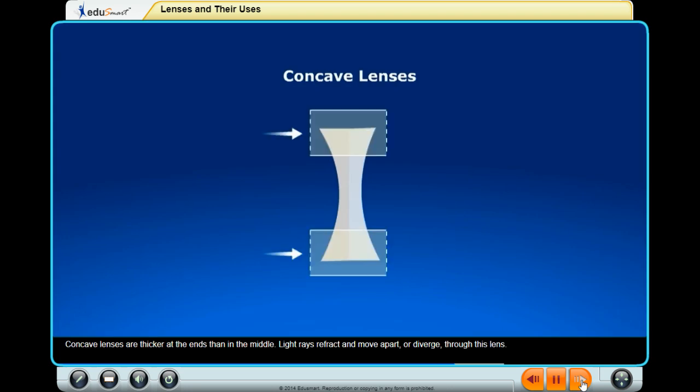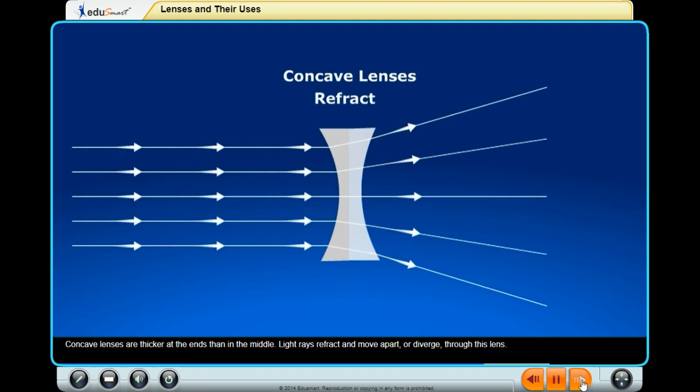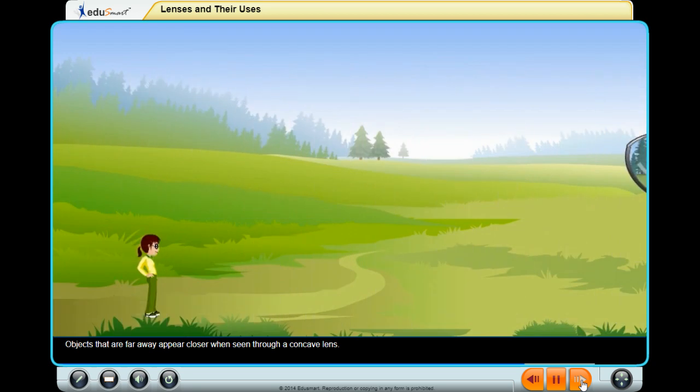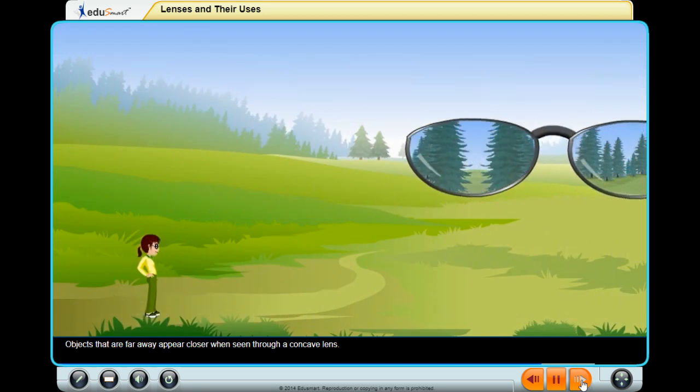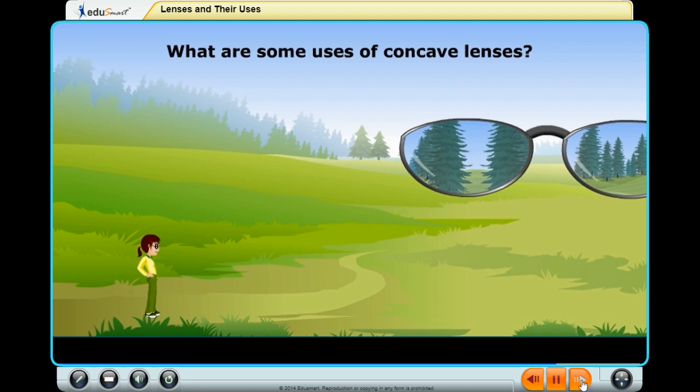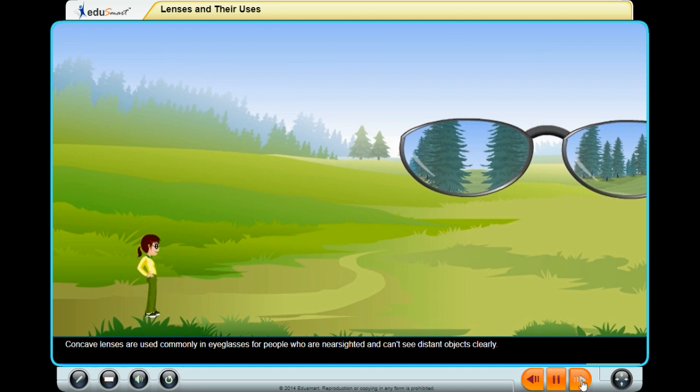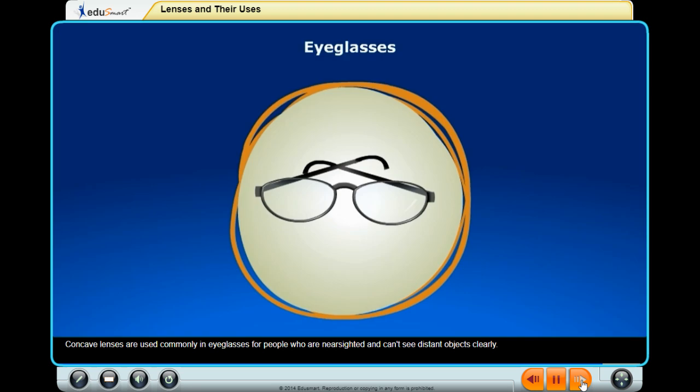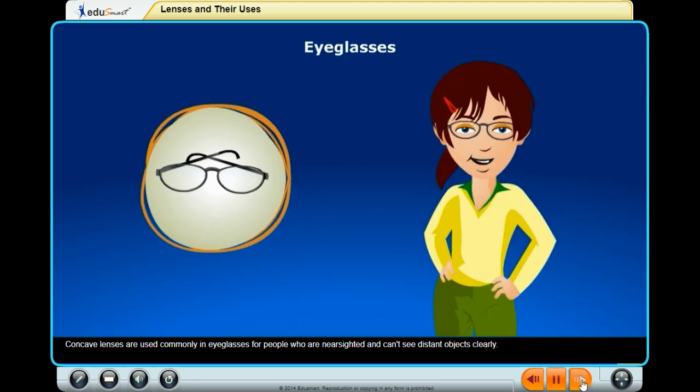Concave lenses are thicker at the ends than in the middle. Light rays refract and move apart, or diverge, through this lens. Objects that are far away appear closer when seen through a concave lens. What are some uses of concave lenses? Concave lenses are used commonly in eyeglasses for people who are nearsighted and can't see distant objects clearly.